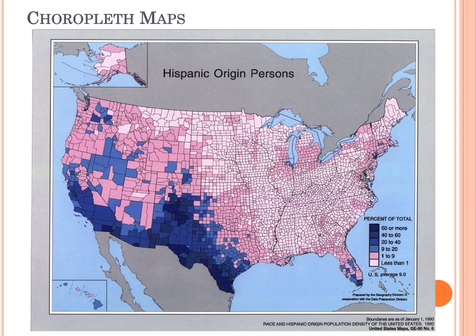So this is another choropleth map example. This is based on Hispanic origin. And we can see here that dark blue represents 60% or more of Hispanic origin compared to the light pink.